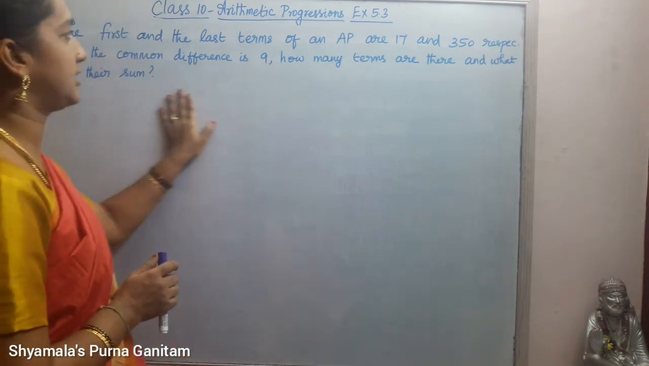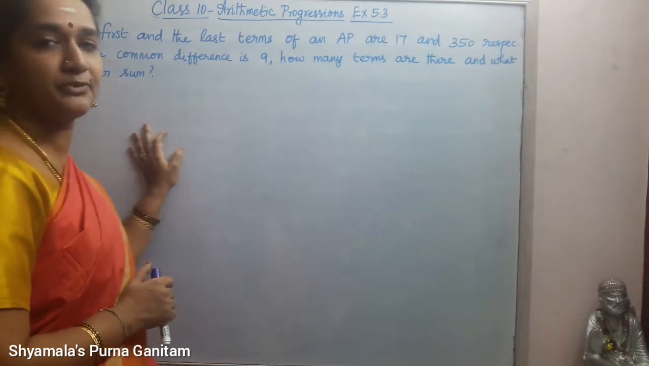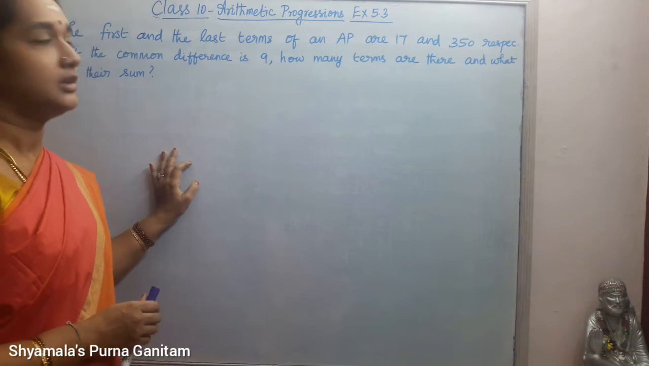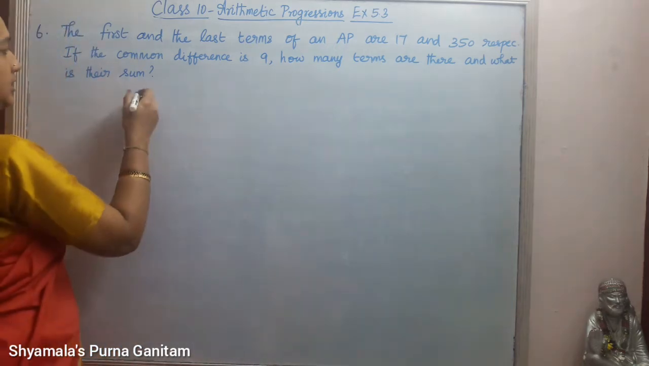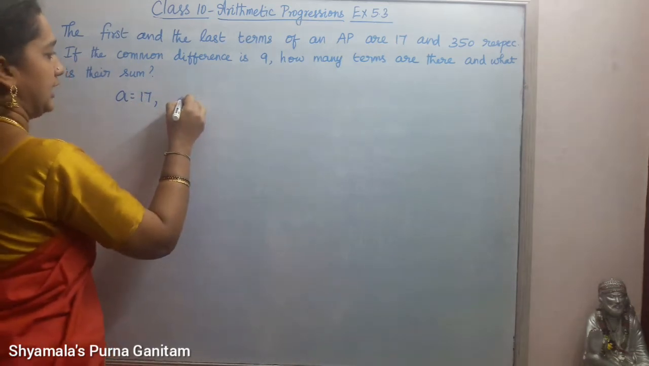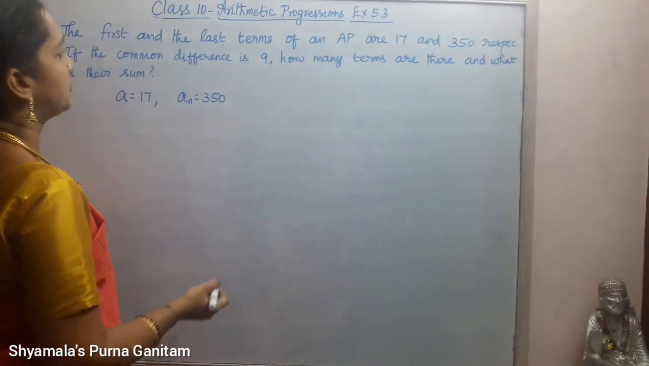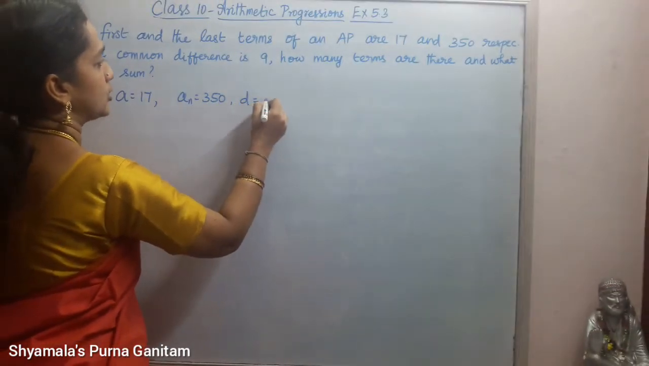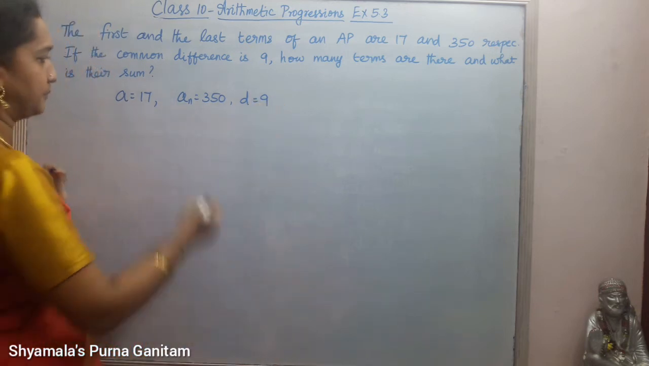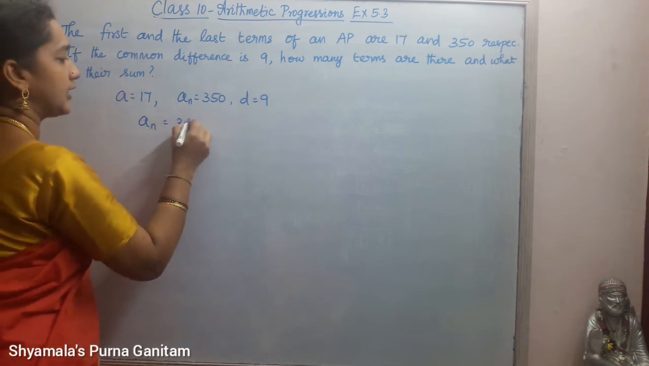Next sum: the first and the last terms of an AP are 17 and 350 respectively. If the common difference is 9, how many terms are there and what is their sum? Okay, so the first and the last term. So a is given as 17 and the last term l, that is an, is given as 350. If the common difference is 9, d is also given as 9. How many terms are there and what is their sum?